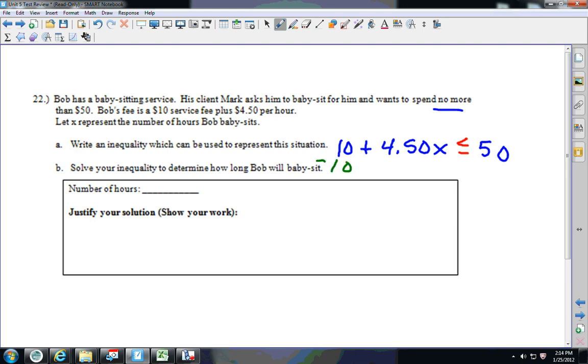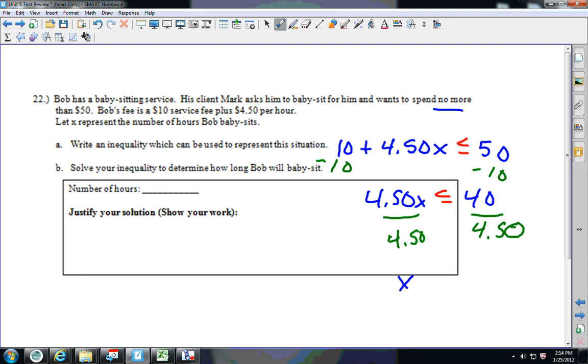Now we need to determine how long he will babysit. So we will subtract 10 from each side. I get 4.50x is less than or equal to 40. We're going to divide by 4.50. And we have x is less than or equal to, so take 40 divided by 4.50, and you should get 8.888.